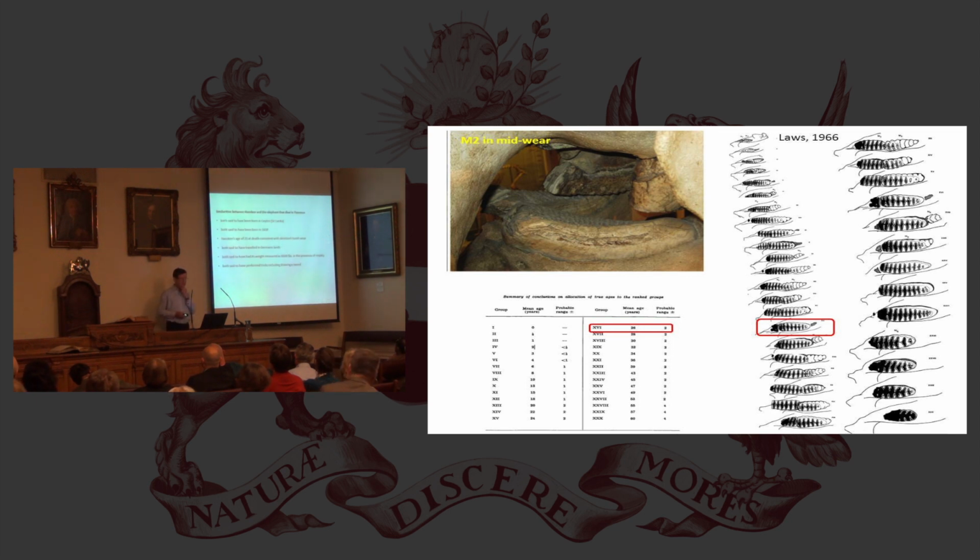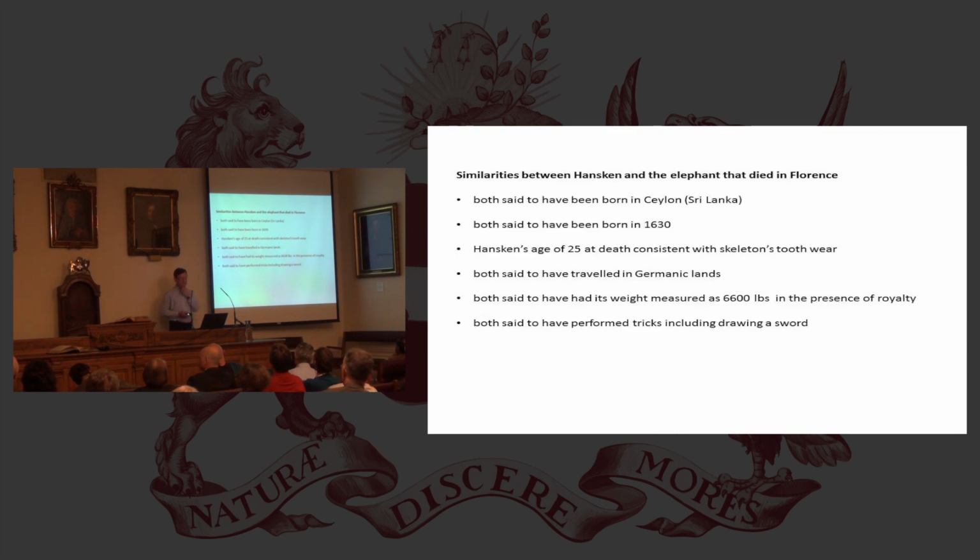So all of these things seem to link Hansken with the elephant that died in Florence. They're both said to have been born in Ceylon. They're both said to have been born in 1630. The age is consistent with the tooth wear. They're both said to have travelled through Germany and Austria and so on. They're both said to have had their weight given as 6,600 pounds in the presence of royalty, and they're both said to perform tricks, including drawing a sword.